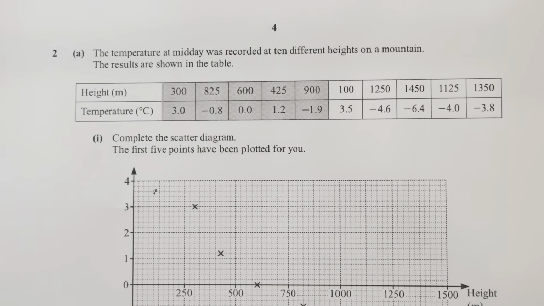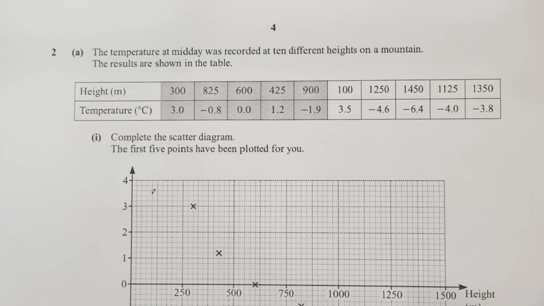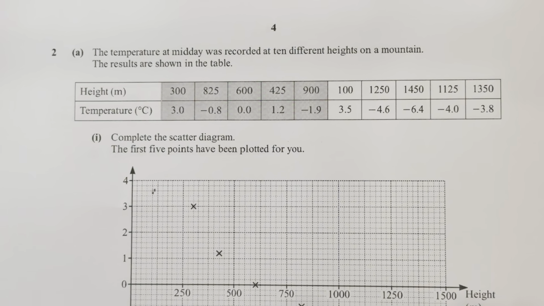Question number 2 is from the topic of statistics. The temperature at midday was recorded at 10 different heights on a mountain. The results are shown in the table. Heights are given, temperature is given. Complete the scatter diagram. The first point has been plotted for you.